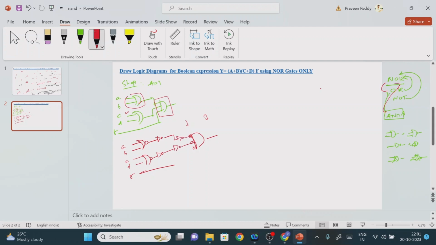So one more NOT gate, again one more NOT gate. Why 3 NOT gates? Because 1 bubble, 2 bubble, 3 bubble at the input side means they will cancel, so that again you will be getting the AND gate operation, right? So now we know one more thing, right?